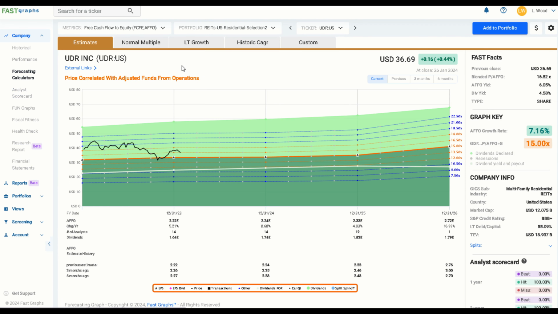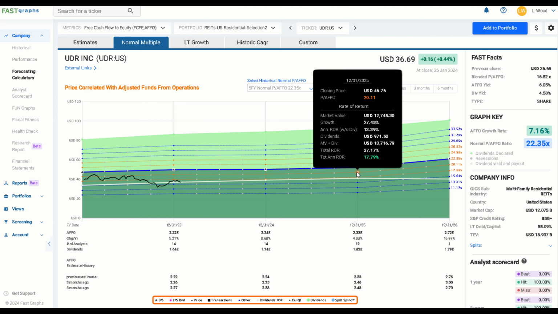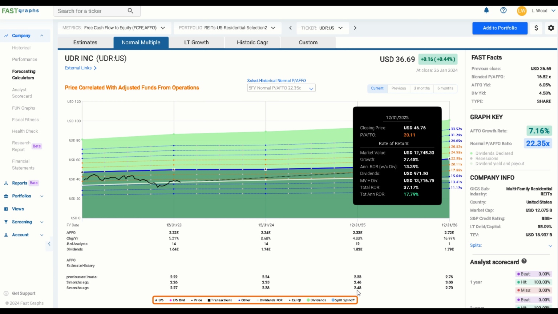Forecasting calculators, normal multiple. So here is 22.3, a reasonable multiple maybe. Even if we drop it down to about a 20 times price to AFFO multiple, we're talking about a 17.8% annualized rate of return. Is this reasonable? Analysts revised down the AFFO estimates a little bit in 2024 and 2025. And it could be that we're looking at some other revisions again soon. I do think the long-term debt to capital level is a little bit high, a little bit pricey for me. So this is possibly one that I'd just be avoiding on the basis of that as well.